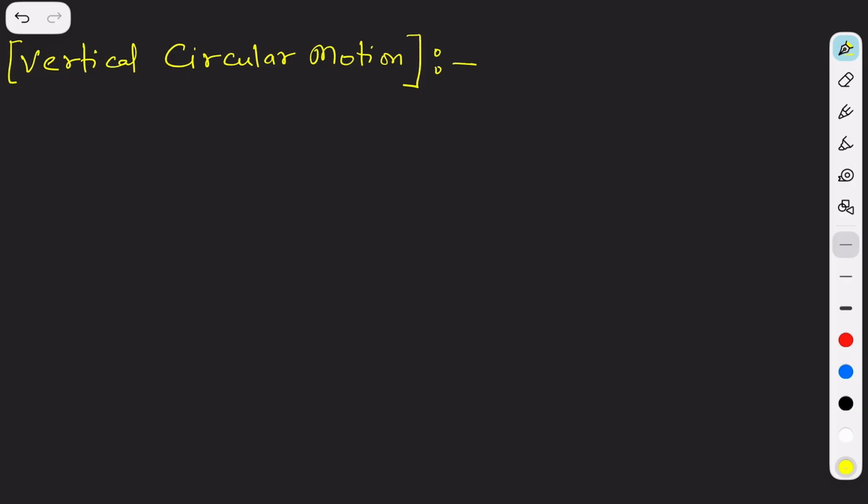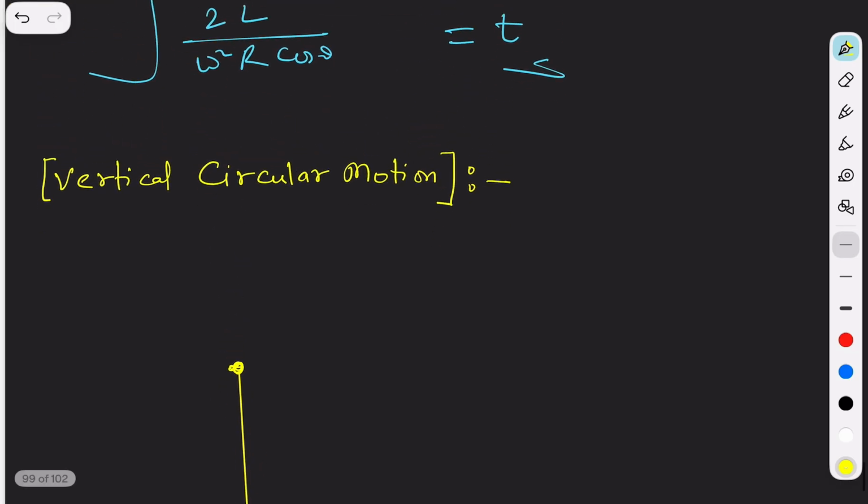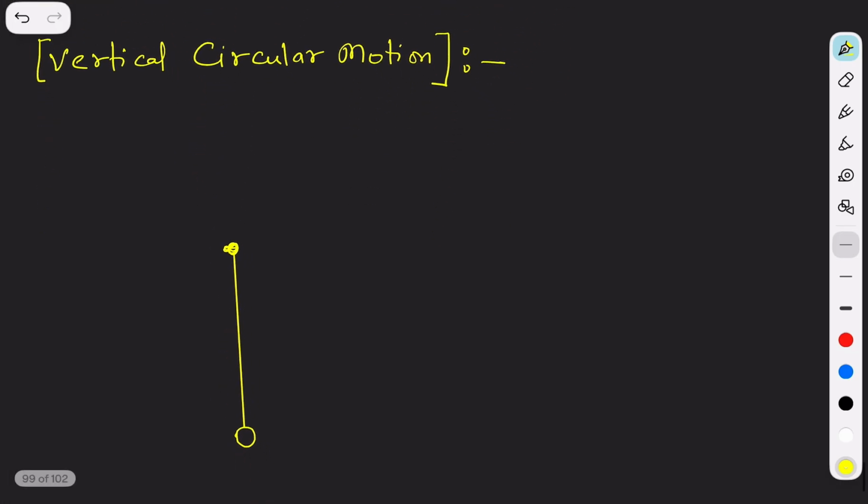Suppose this is a string. And guys, this is a bob, or you can say a particle which is attached to this, and this is your support, let's say C.